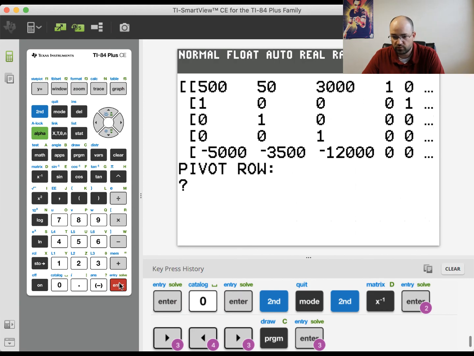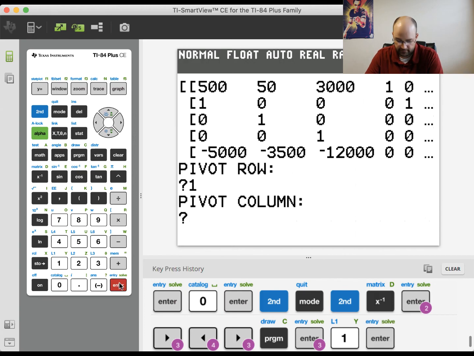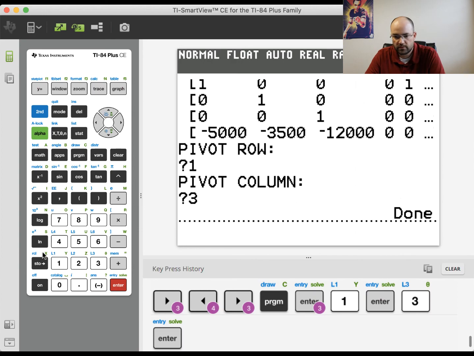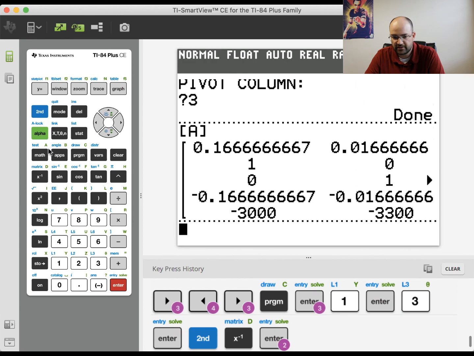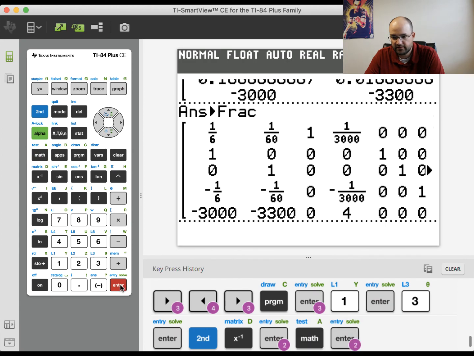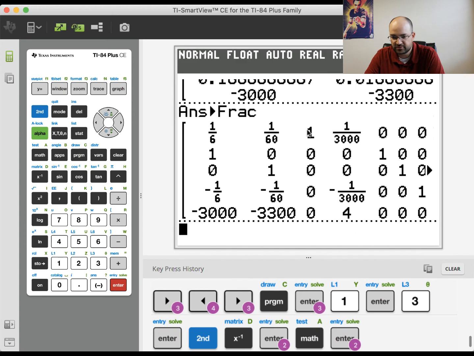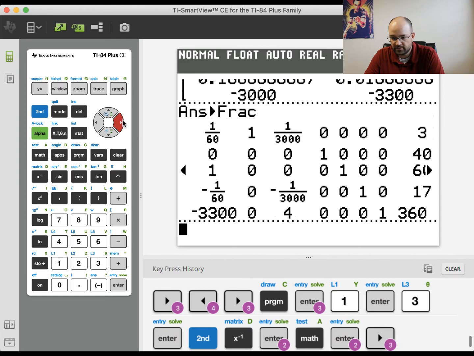again, enter one more time. Now the pivot row we determined was row number 1, and the pivot column was column number 3. Done. So let's go into Matrix, enter for Matrix A just to see what it looks like, and then do Math, enter, enter. It's a little bit easier to see. Now notice that there's a 1 here, and above and below is a 0. Notice we still have negatives. That means that we are not done.